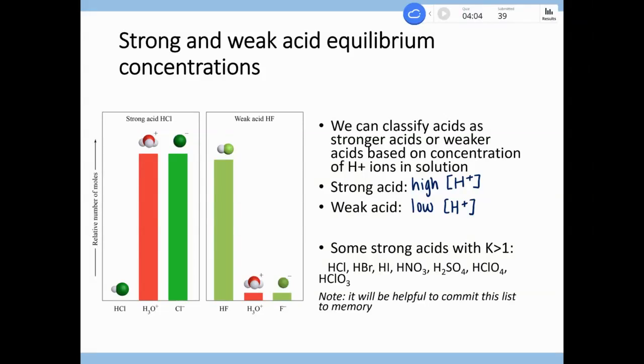They are three halogens, but not fluorine. So HCl, HBr, HI. And then HNO3, H2SO4, that's sulfuric acid, and then HClO4 and HClO3. So it is helpful to remember these, or when you're working with any acid-base reaction, you should consider if you're looking at a strong acid or a weak acid.